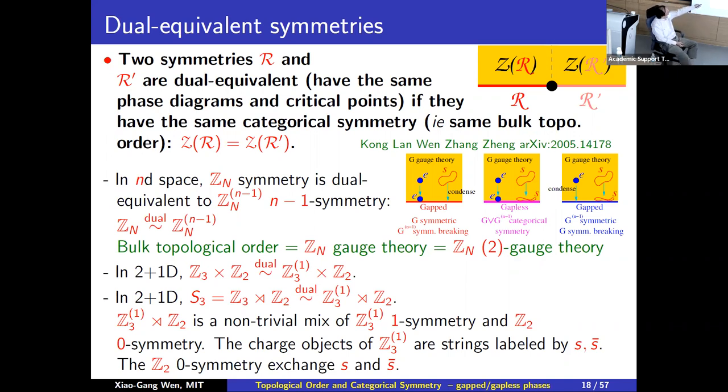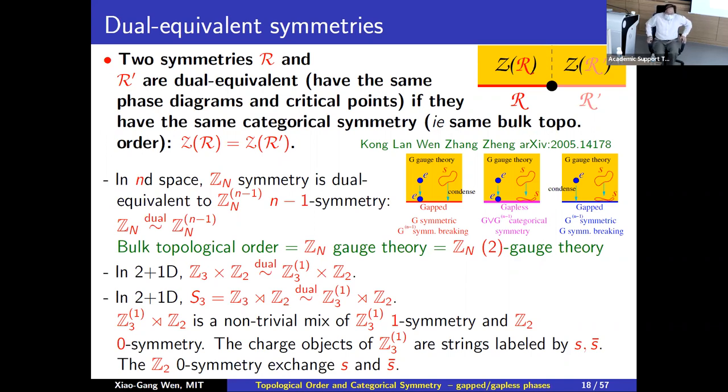Here we say the lower dimension system has a zero symmetry, but this doesn't have to be zero symmetry. It can be one symmetry, two symmetry, the same thing. When you have the example of a Z2 gauge theory, what is the symmetry of a Z2 gauge theory? It's actually a very tricky question. I try to say that the Z2 gauge theory has no symmetry. No one-form symmetry, no symmetry at all.